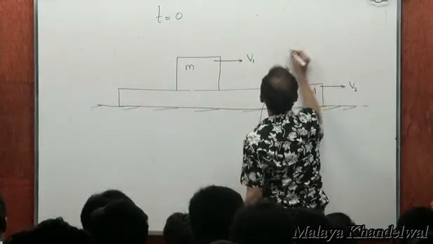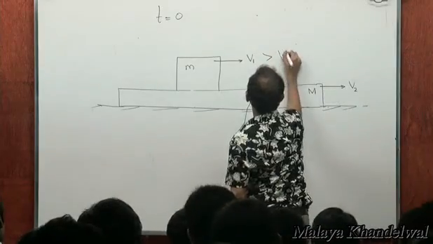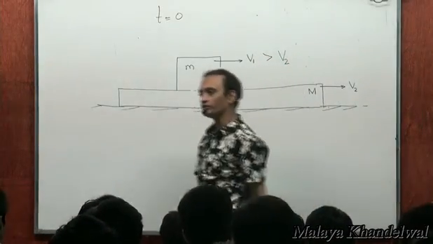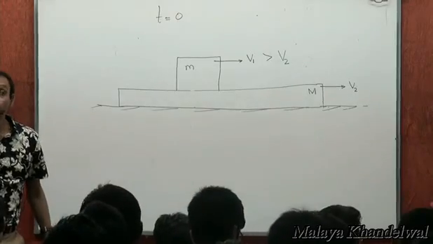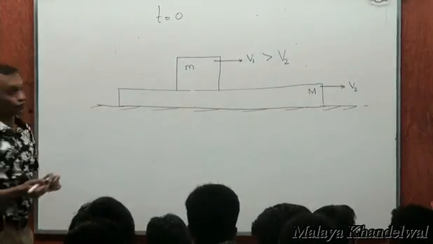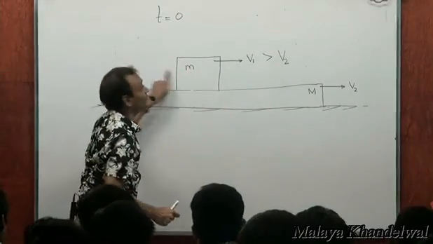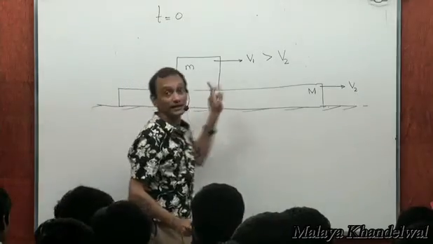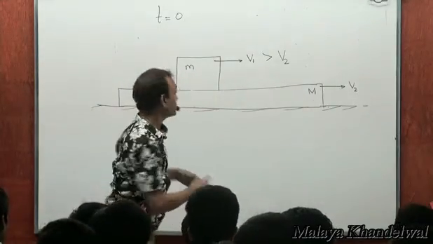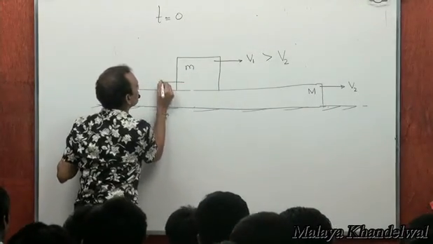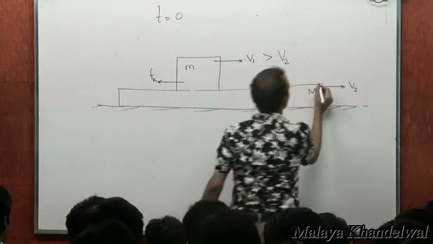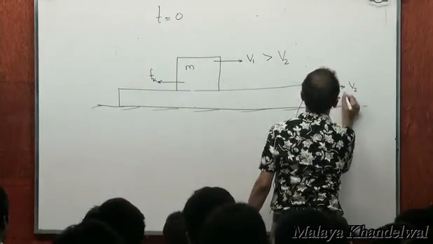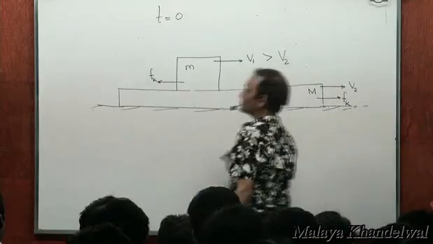Say v1 was larger than v2. Clear? Now if v1 was larger than v2, friction on small m will act leftwards and friction on capital M will act rightwards, right? And what's the nature of friction? Fk. What's the nature of friction acting on this? Fk, to the right. All of you understand this, right?